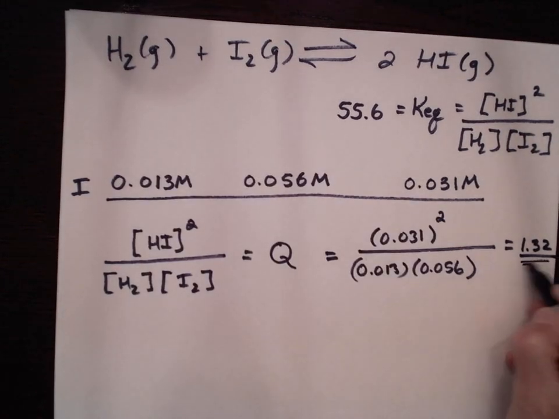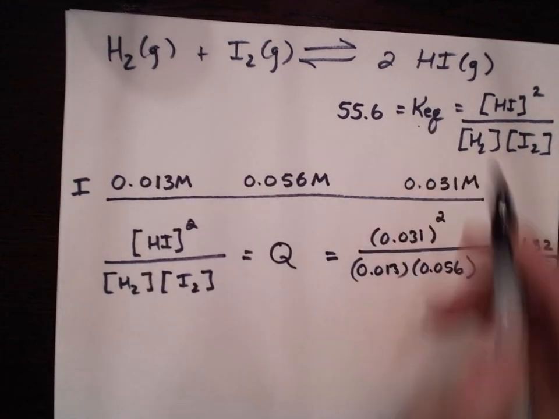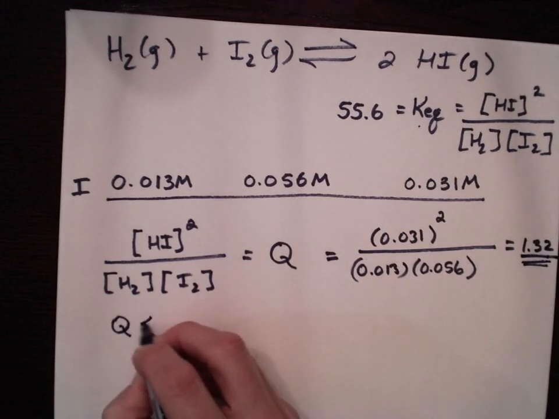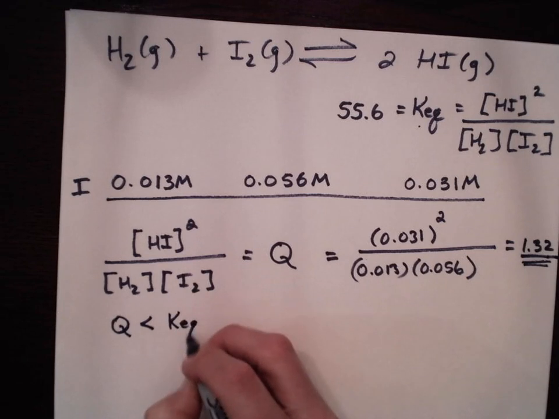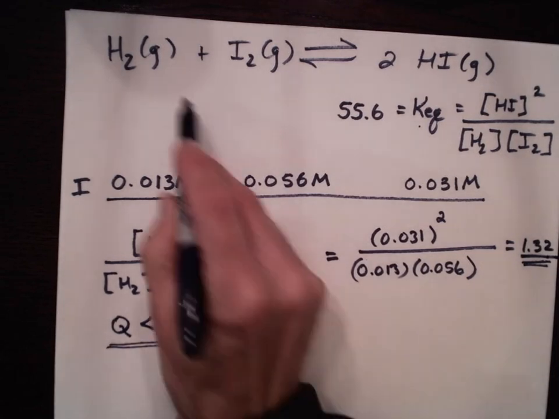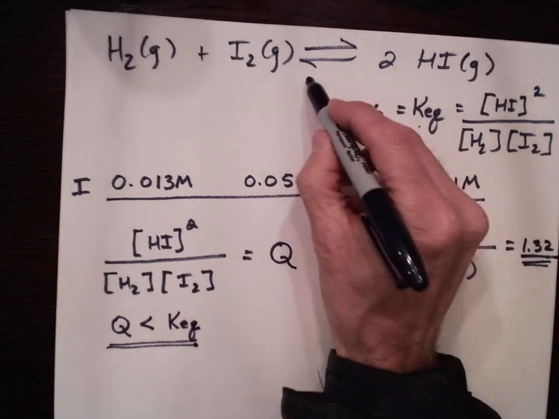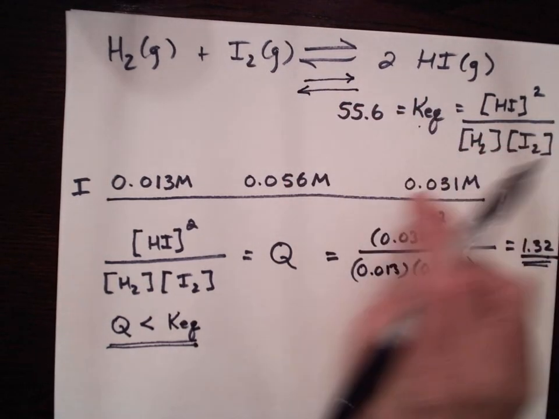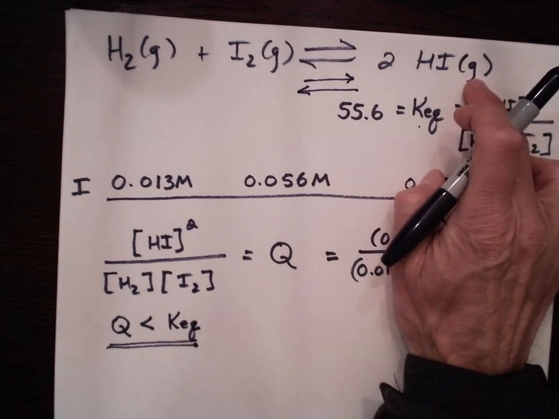Now 1.32 is certainly less than the equilibrium constant. So we see in this case Q is less than the equilibrium constant. If this is the case, which way will this reaction proceed? Will it proceed in this direction or will it proceed in this direction in order to get us to equilibrium?